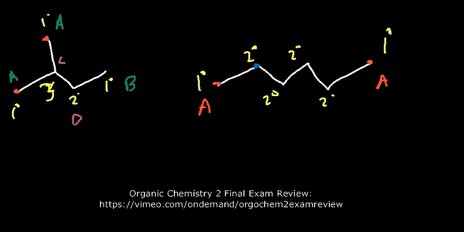Now these 2 are equivalent. They will show up as signal B. They have the same exact environment. If we analyze this secondary carbon, it's adjacent to a primary and a secondary. And this secondary carbon is also adjacent to a secondary and a primary.